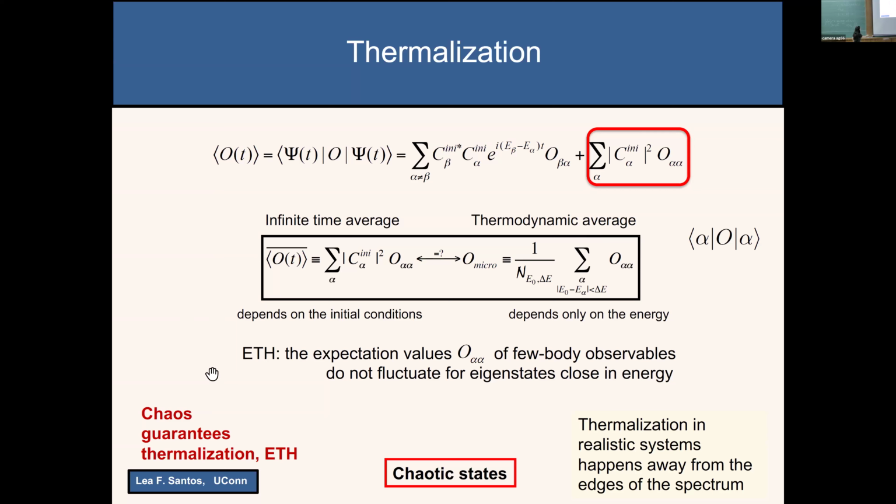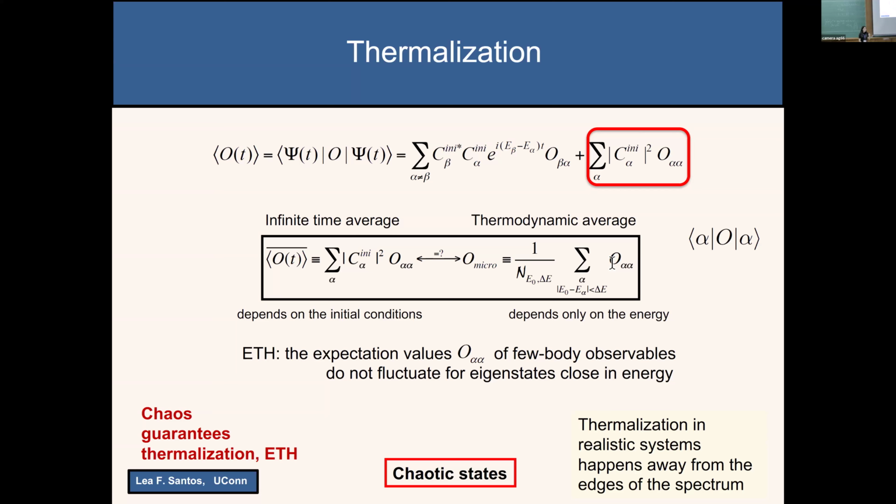What is the eigenstate thermalization hypothesis, ETH? What does it tell us? It tells us, well, I computed this expectation value like this. If this expectation value does not change for different eigenstates close in energy, so if I compute it with one eigenstate, then with another eigenstate, and they are all giving me close values, I can take this out of this sum. I can say that one eigenstate should agree with this average.